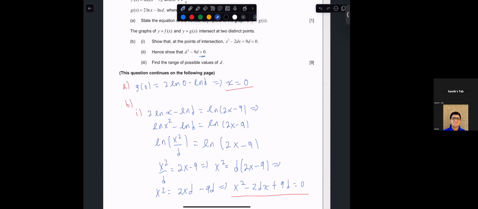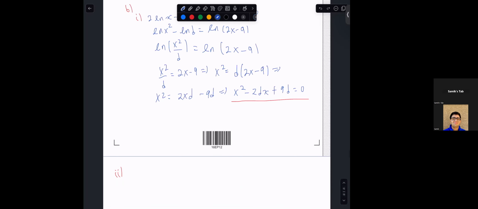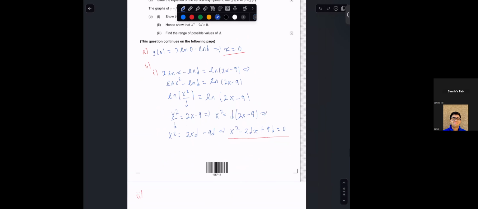This is already given, so you don't have to really know that, but you should know it because other questions might ask you directly for two distinct points, and then you wouldn't know what inequality to use. So you have to use greater than zero for two distinct points. We can just use this same equation, x squared minus 2dx plus 9d. So b squared minus 4ac greater than 0.